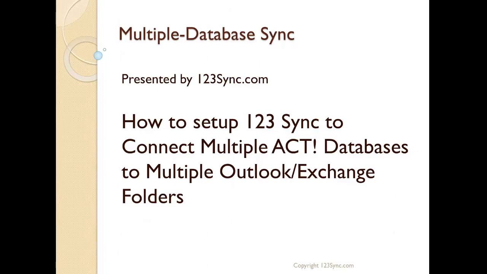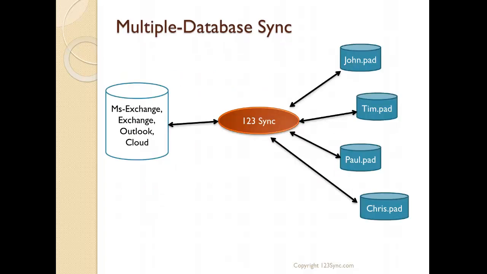Welcome to a presentation on how to connect multiple ACT databases to 123 Synchronizer. What we're trying to do here essentially is to connect multiple ACT databases residing in multiple hard drives, or even in a single hard drive but multiple different databases, all connected to 123 Synchronizer, and then synchronize those to Microsoft Exchange, either hosted or non-hosted, Outlook or a cloud solution in which 123 Sync is connected. Let's see how we can do that.